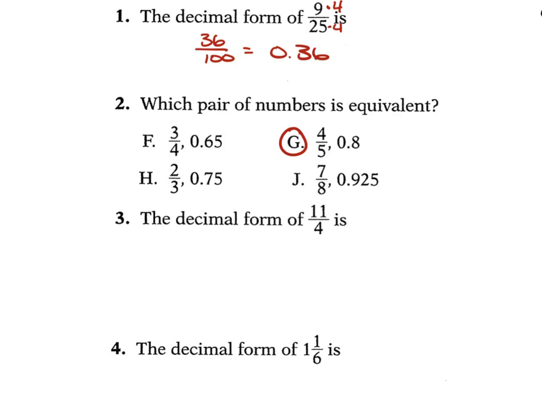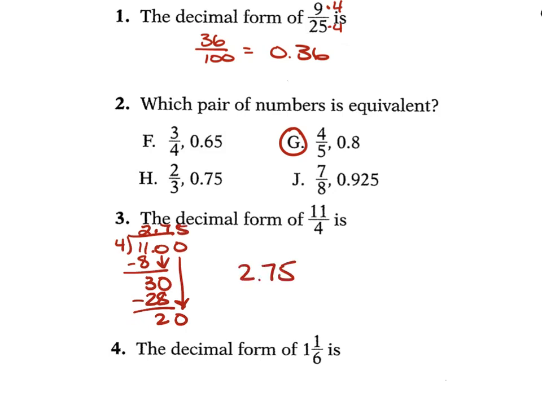3 asks the decimal form of 11 over 4 is what? We would take the 4, put it on the outside, the 11 would go on the inside. 4 goes into 11 2 times with 8. So 11 minus 8 gives us 3. Add the 0, bring it down, put your decimal point up. 4 goes into 30 7 times with 28. Subtract, we get 2. Add the 0, bring it down. 4 goes into 20 5 times. So that's 2.75.